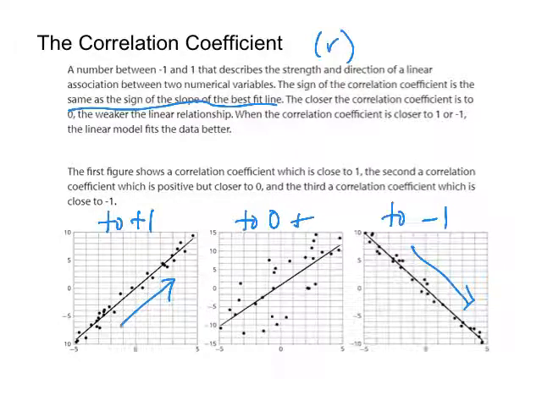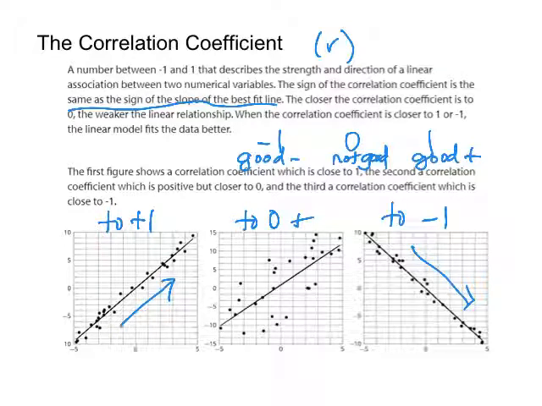So once again, the R value goes from -1 to 0 to 1. This is a good positive. This is a good negative. And this is not good. Closer to 0.